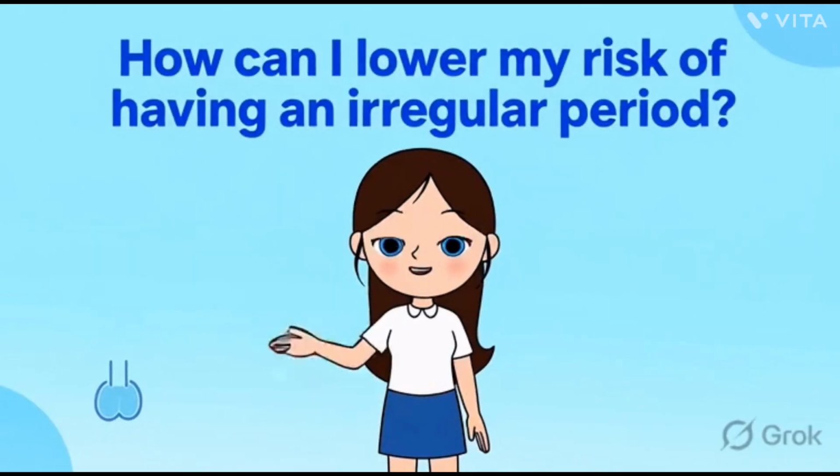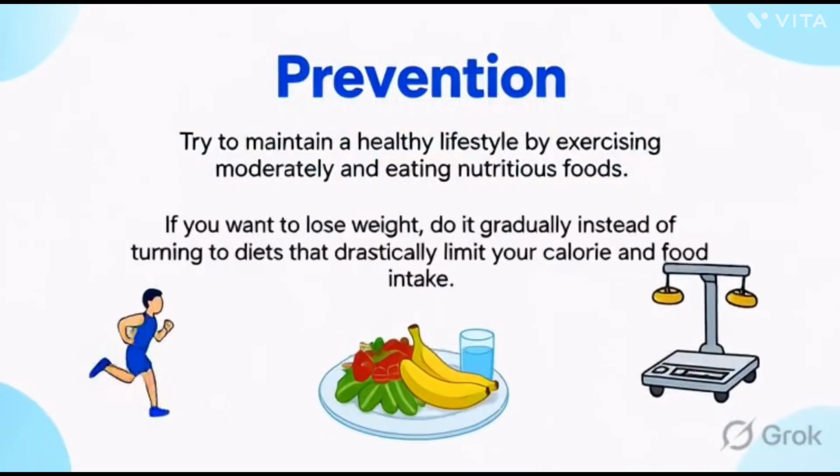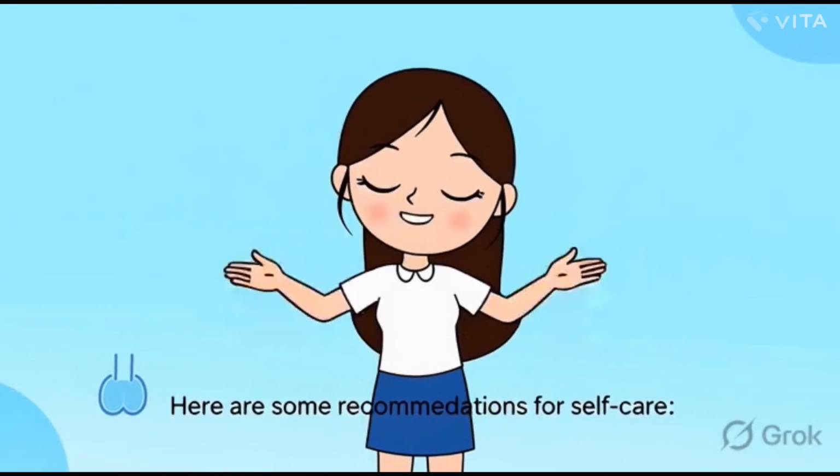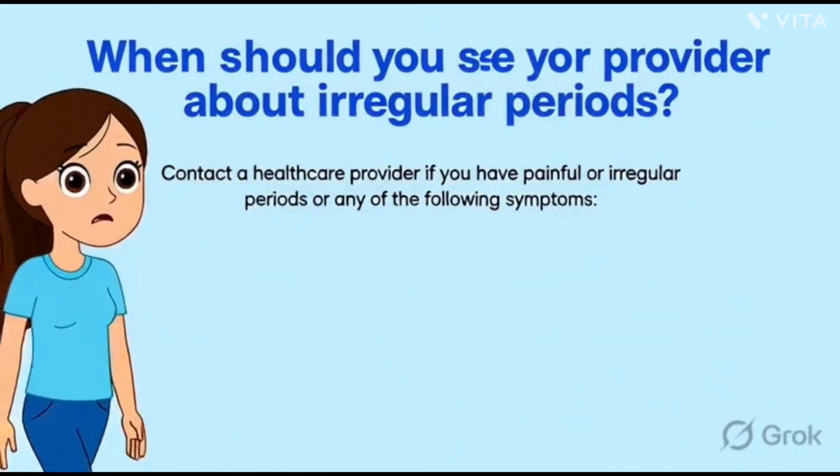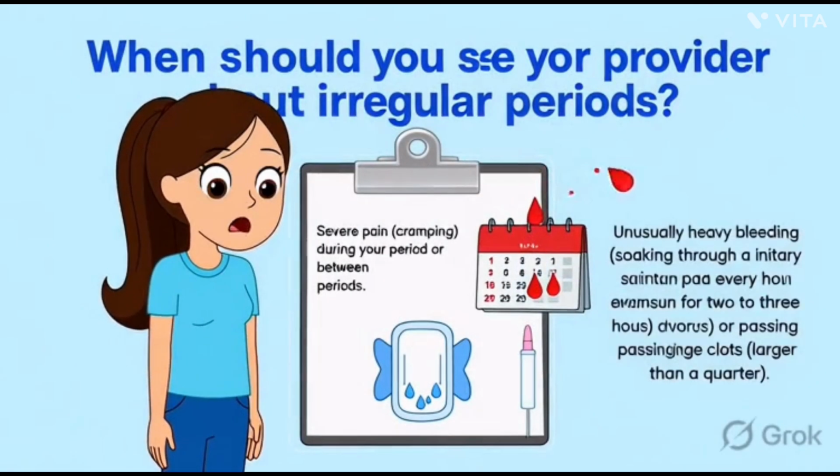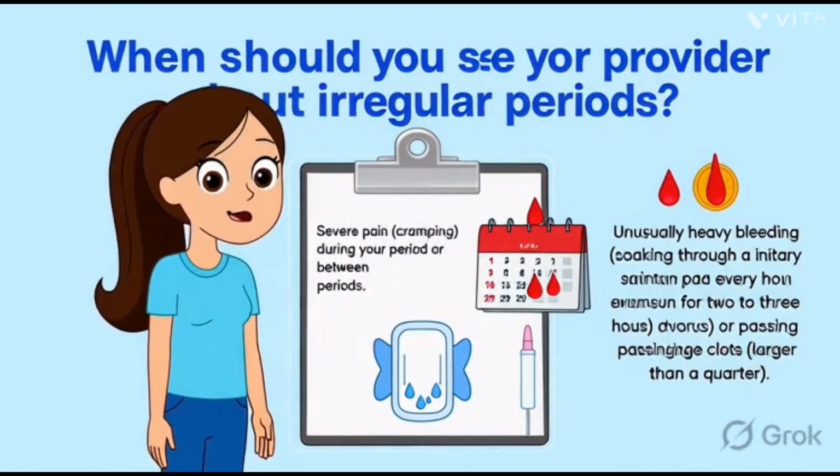How can I lower my risk of having an irregular period? Try to maintain a healthy lifestyle by exercising moderately and eating nutritious foods. Contact a provider if you have irregular periods or severe pain, or unusually heavy bleeding, large clots, or foul-smelling discharge.